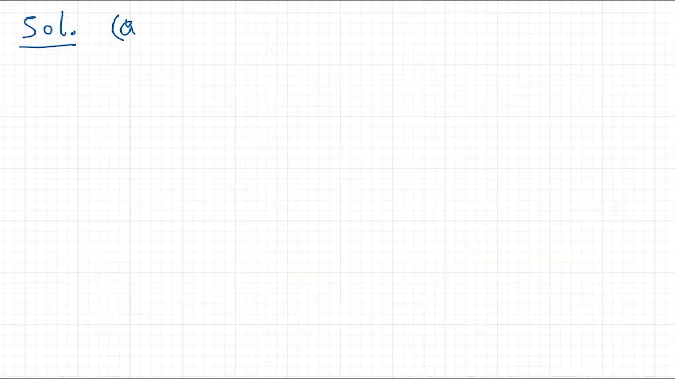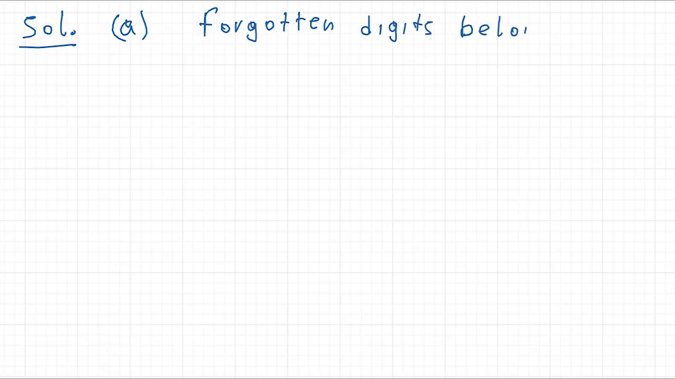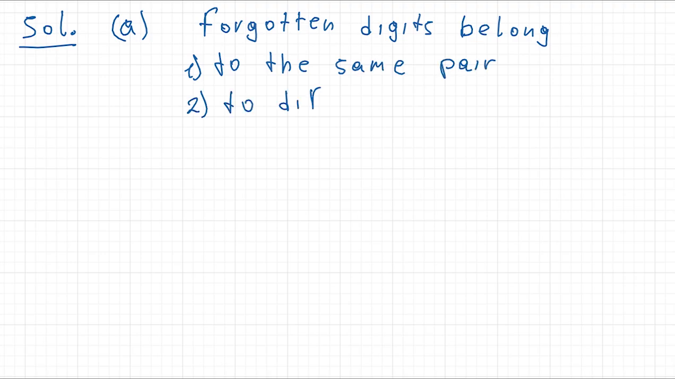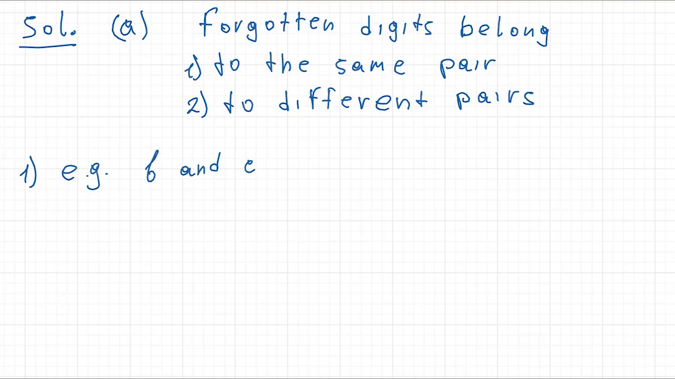Solution. Item A. Suppose 2 digits are forgotten. 2 cases are possible. The forgotten digits belong to the same pair, both outer or both inner, or they belong to different pairs. If they belong to the same pair, the sum S of the other pair is known. The forgotten pair must consist of 2 not necessarily distinct digits whose sum equals S. The sum S can be from 0 to 18.